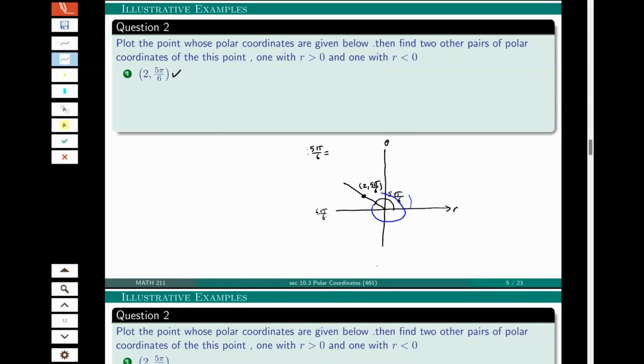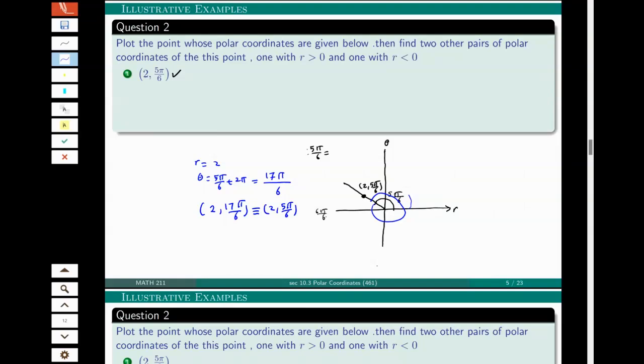add one complete cycle, so r will be equal to 2 and beta will be 5 pi over 6 plus 2 pi. So that's another one. Over 6 will be 12 plus 5, which is 17 pi over 6. So we can say 2 and 17 pi over 6 is equivalent to 2 and 5 pi over 6. Now, we can also find another one with the same location, but r is negative.